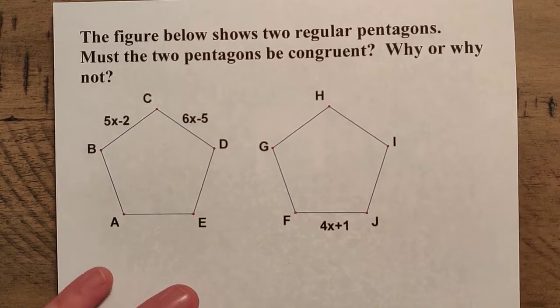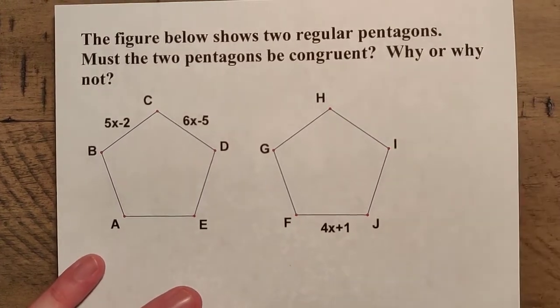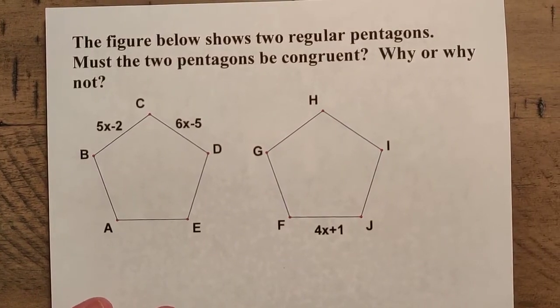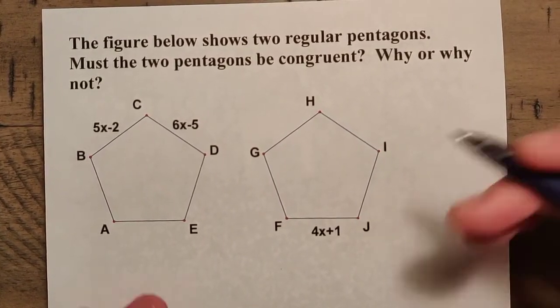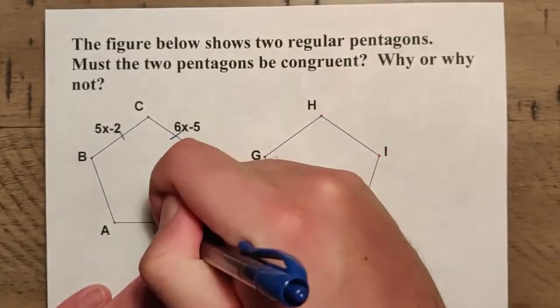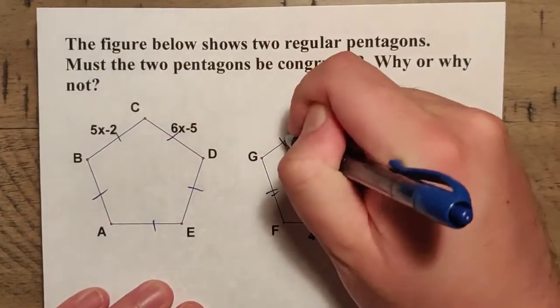So we know that these are all regular polygons. So the regular pentagons here help us out a lot. We know that means all the sides are congruent, all the angles are congruent here. So all these sides are congruent, that's going to be important here. And all these sides are congruent here, okay.